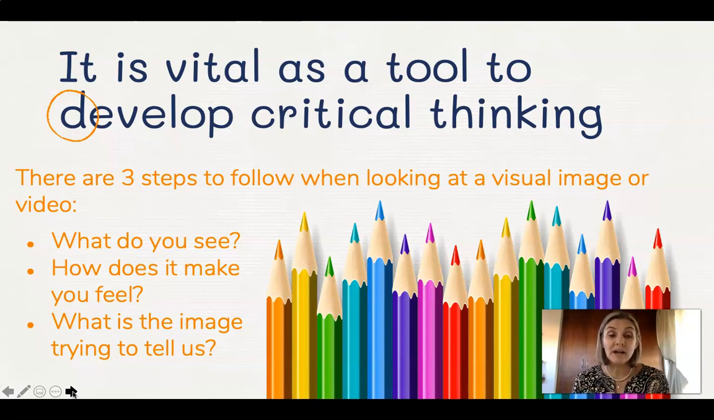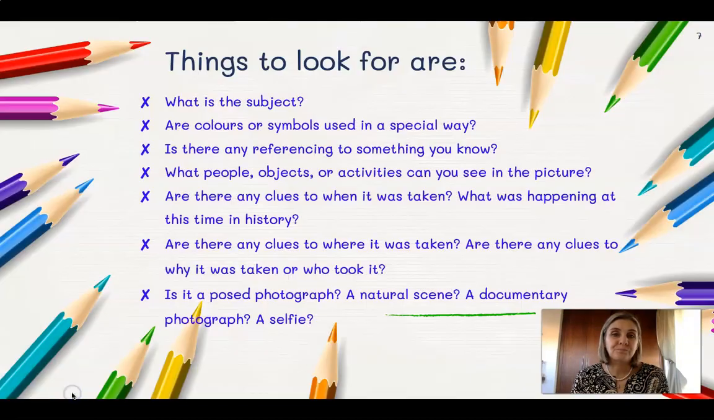And so there's three basic steps that you can follow when looking at a visual image or at a video. And number one is just look and tell me what you see. So literally write down what you see. The second thing is, how does it make you feel? So what kind of emotions does it evoke when you look at it? And then what is the image? What do you think the image is trying to tell us as human beings?